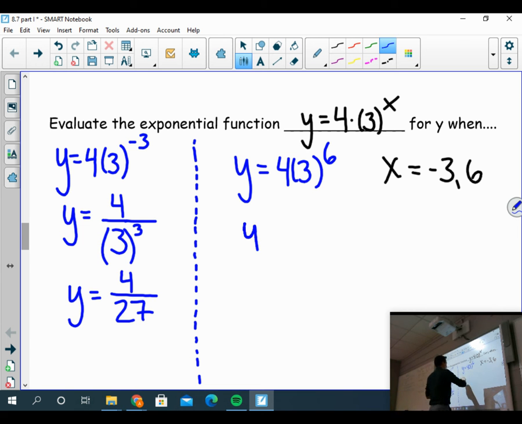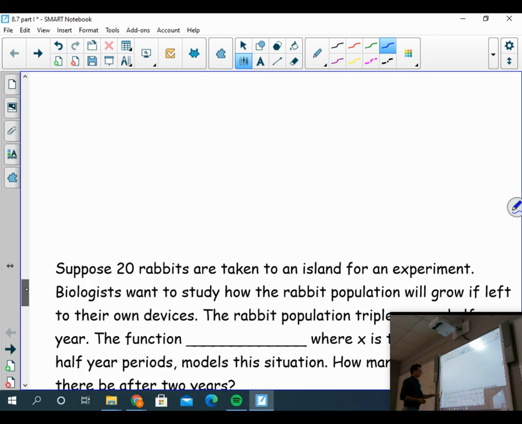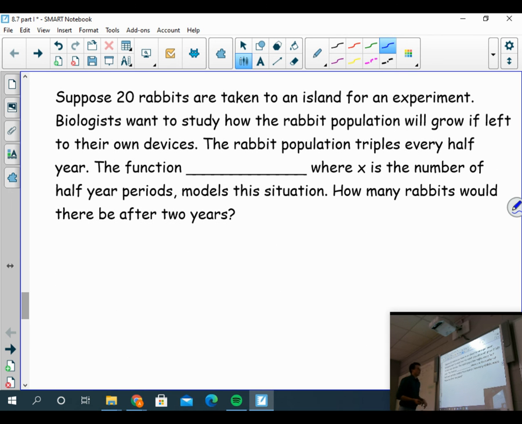So the first thing I'll do is 3 to the 6th power, which I do not know off the top of my head. 3 to the 6th turns out to be 729, which we then multiply by 4, and we get 2,916. And so one of the things we want to be able to do with exponential functions is evaluate them for various x values given some a and b values. So let's take it a step further and apply it to a problem.